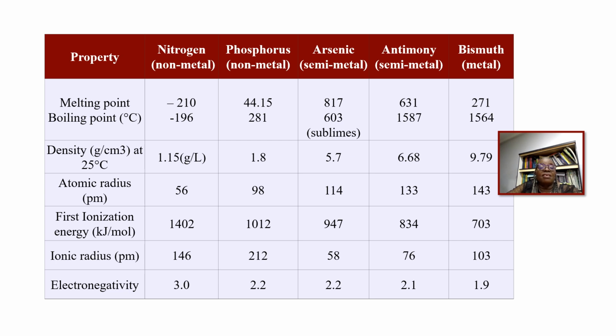The density increases down the group. Atomic radius also increases down the group. First ionization energy is highest for nitrogen and least for bismuth. So first ionization energy decreases down the group. Ionic radius increases, but the least is arsenic. And electronegativity decreases down the group.